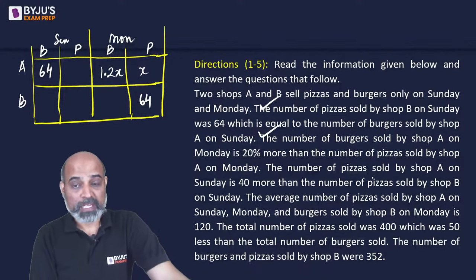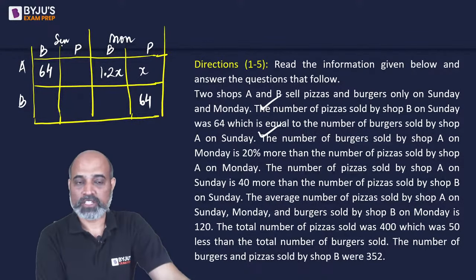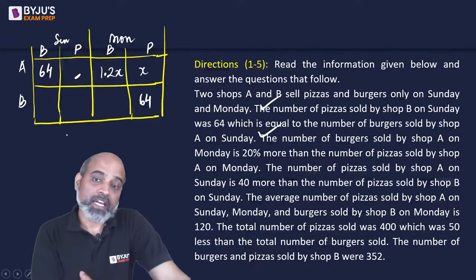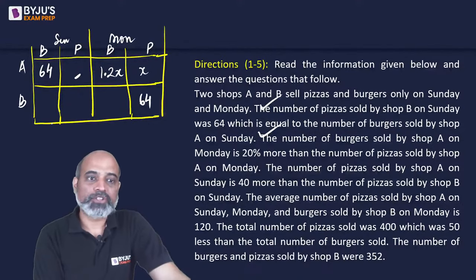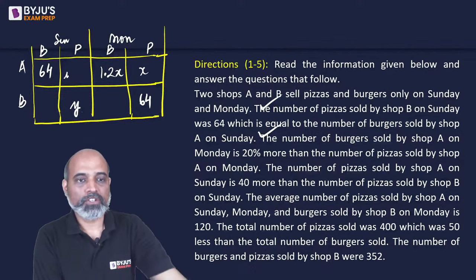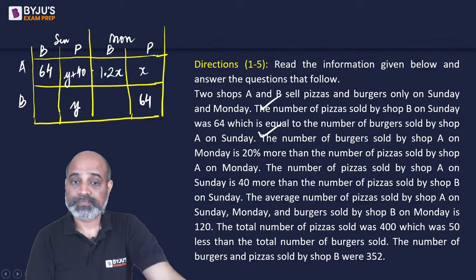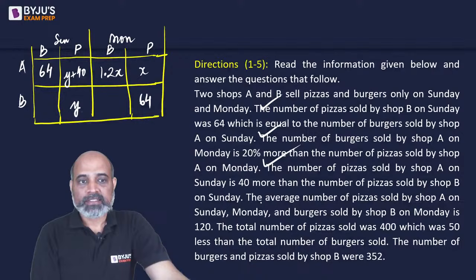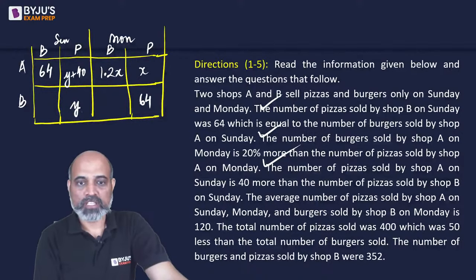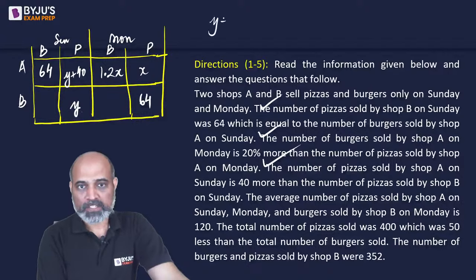Next, the number of pizzas sold by shop A on Sunday. So let's go to Sunday on A and we are talking about pizzas. This is 40 more than the number of pizzas sold by shop B on Sunday. So if I take this as Y, this is going to be 40 more than Y. So this is going to be Y plus 40, right? The next says the average number of pizzas sold by shop A on Sunday. So we are talking about this Y plus 40.